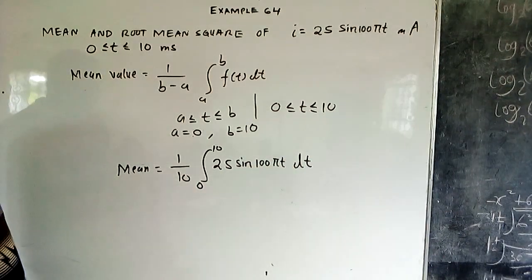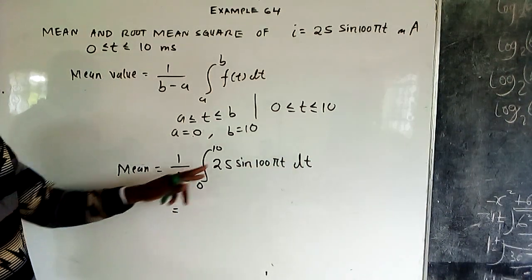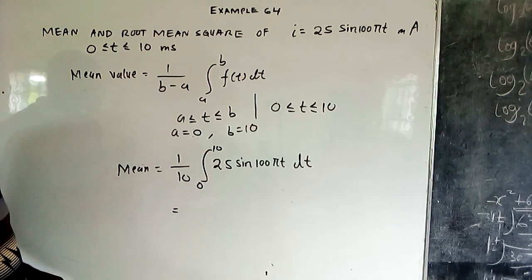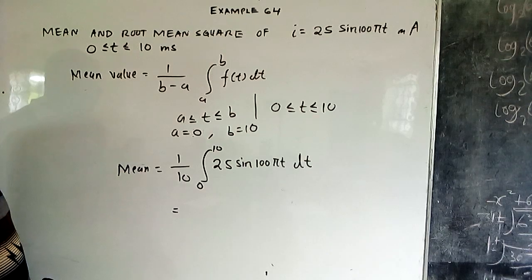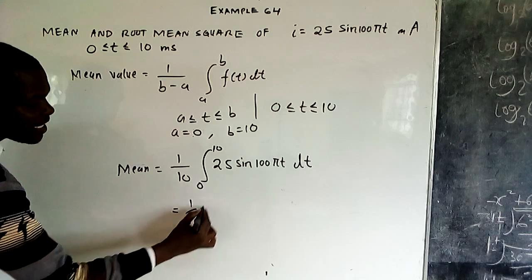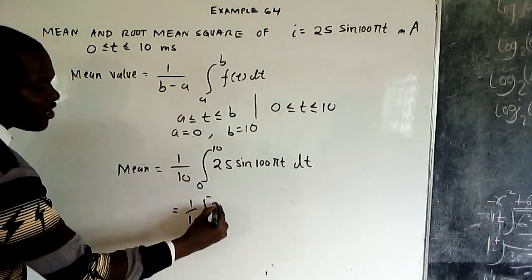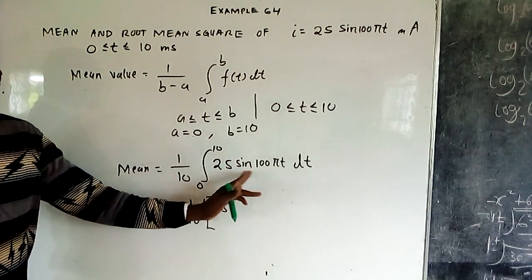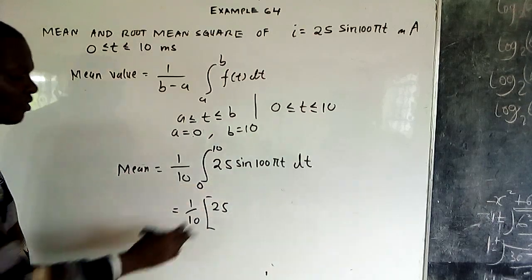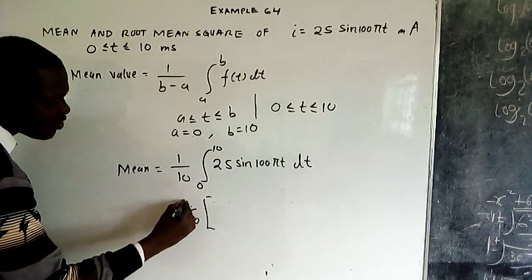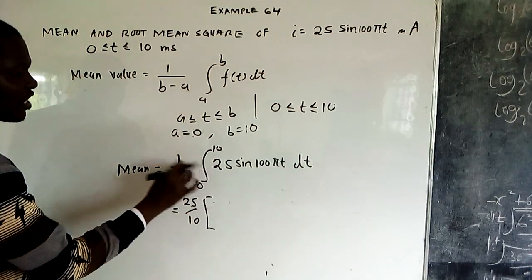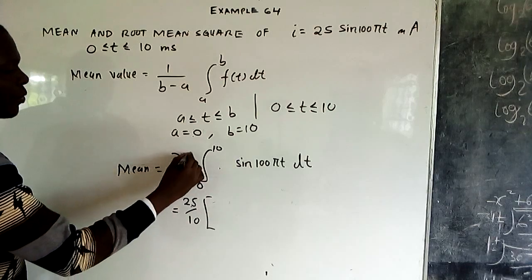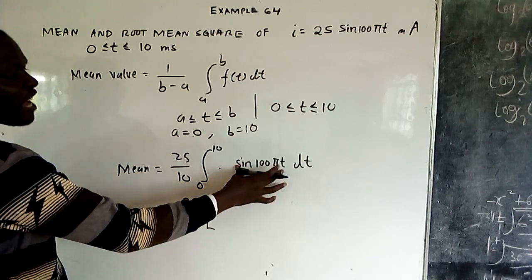Are we together? When you are integrating, you factorize out the constant. This 25 is a constant, you can factorize it out. Well, you can just leave it there, there's no big deal. So out here we have 1 over 10 into, if you integrate 25 is a constant, if you integrate sine, what do you get? Let us factorize outside here. So we have 25 over 10, 25 is a constant. If you factorize 25 outside, you remain with 25 over 10 into sine 100 pi t.